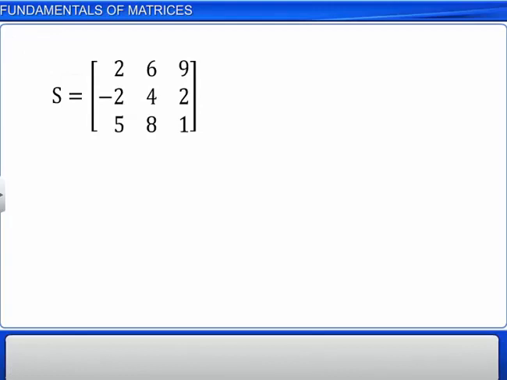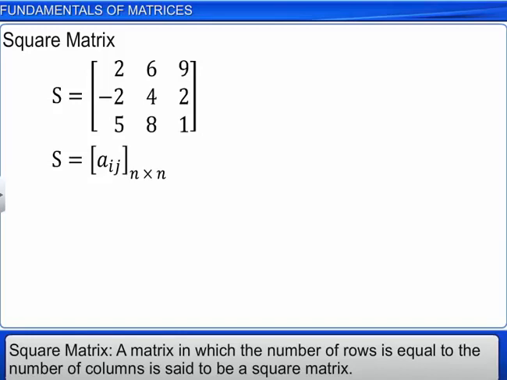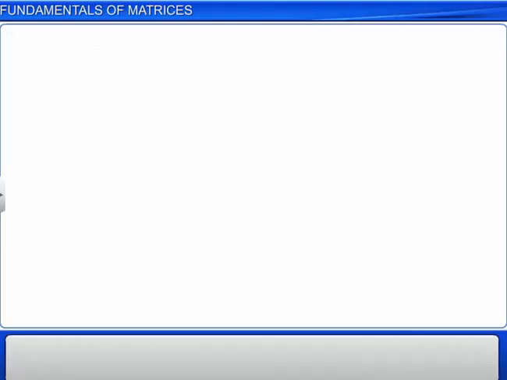A matrix having equal number of rows and columns is called a square matrix. A matrix of order 3 by 3 is shown here. This matrix has 3 rows and 3 columns. General representation of a square matrix of order n by n is shown here. A matrix in which the number of rows is equal to the number of columns is said to be a square matrix. We will move to the next type of matrix.